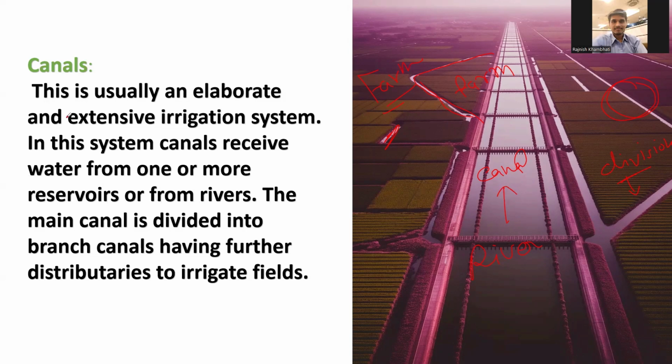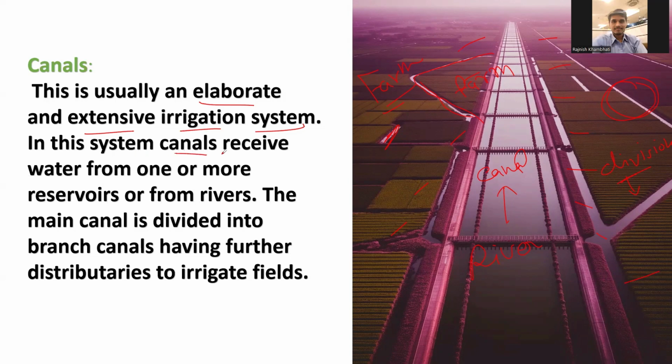Let's read this here. This is usually an elaborate, extensive irrigation system, because you can see so many farms are covered. So many villages can be covered with this system.